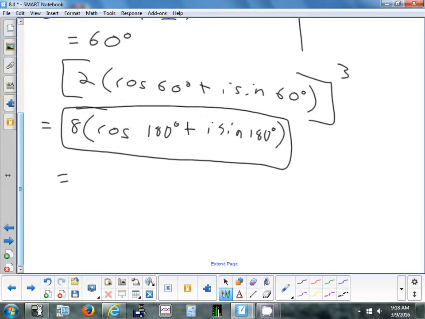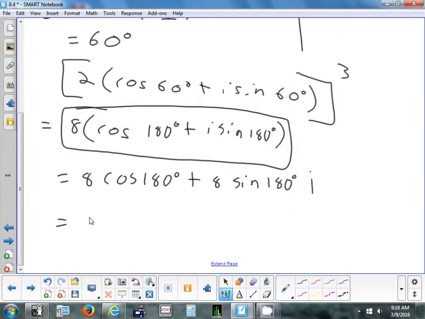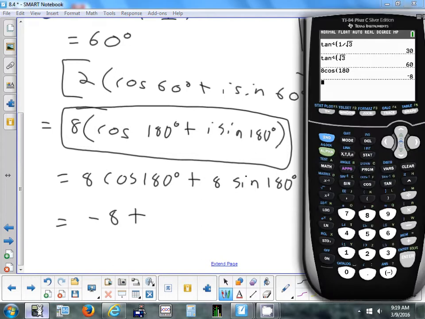So you're going to take the 8 and distribute it out. So you have 8 cosine 180 plus 8 sine 180. And that's going to be the imaginary part. Okay, let's just type in and see what we get. If you want to visualize the graph, you can. But to save time, I'm just going to type in 8 cosine 180 and see what I get. Negative 8. Negative 8 plus, now let's do 8 sine 180.